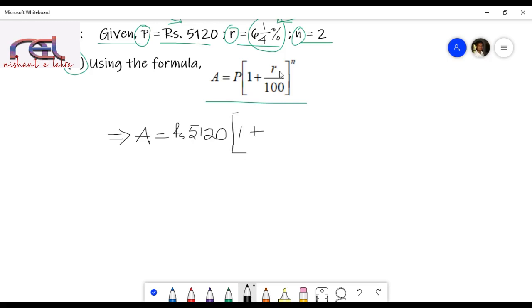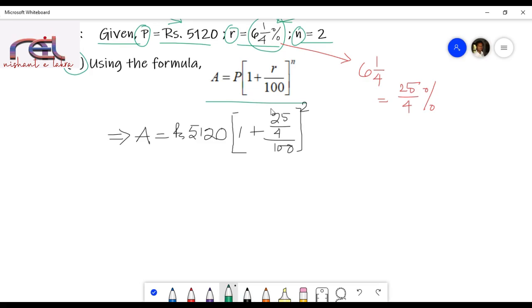Okay, now rate is 6 1/4%. When we simplify 6 1/4%, we will get it as 25/4%. So we'll be using this fraction 25/4% in place of rate r. So we'll just replace this value here. And time is 2 years. So this is what we get after replacing the values. Let us solve it further.